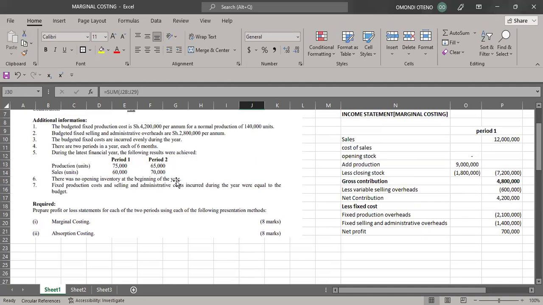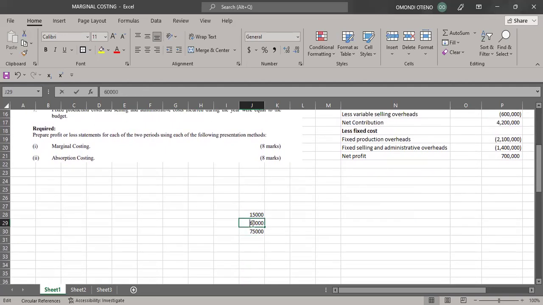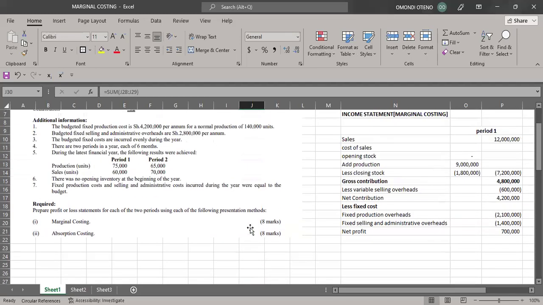So if I go to period 2, 65 is what was produced. Good. So 65 plus 15 will give us 80,000 units, right? Now, 80,000 units. Look at what was sold. They only sold 70. Are we able to identify the remaining closing stock?